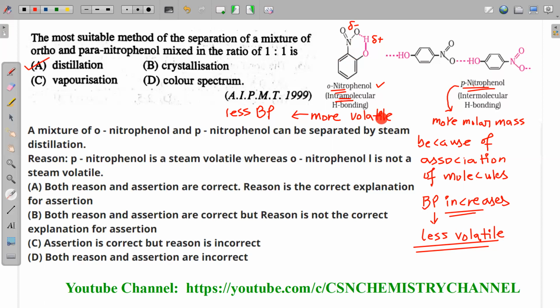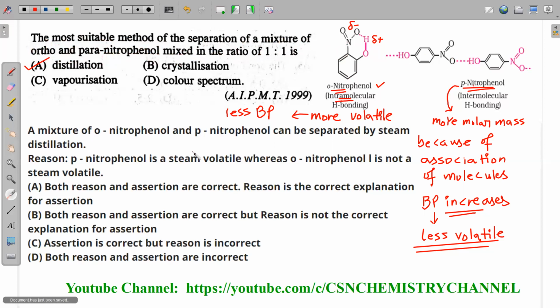So this difference in volatility indicates that these two can be easily separated by the distillation process. Once again, orthonitrophenol and para-nitrophenol can be easily separated by distillation. So the answer is distillation for this question. The most suitable method for separation of a mixture of ortho and para-nitrophenol mixed in the ratio of 1:1 is the distillation process. Yes, this is one type of question for these two molecules.